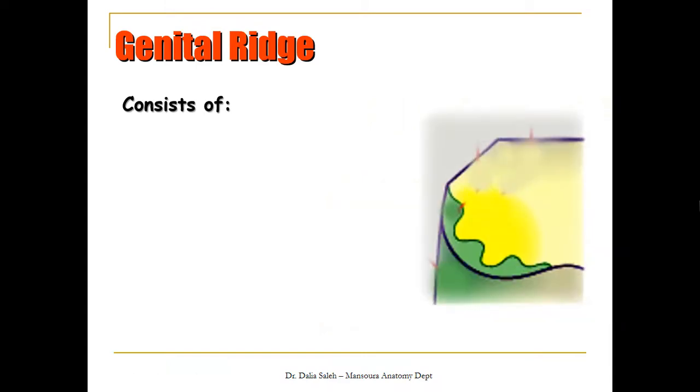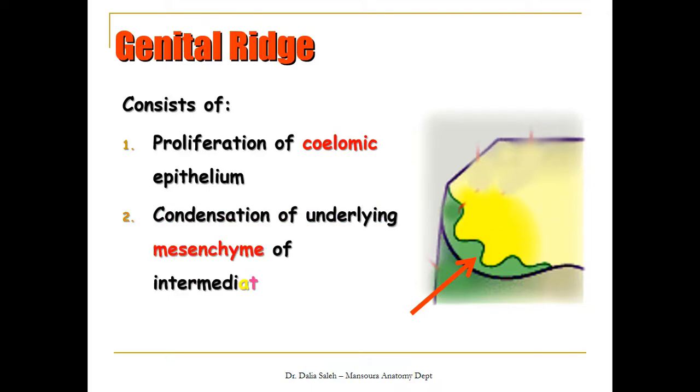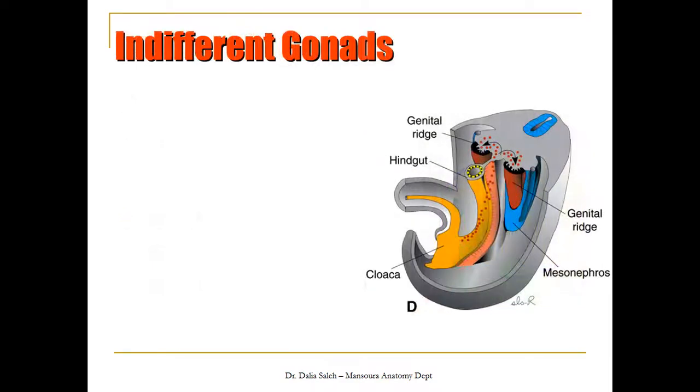The genital ridge consists of the following: proliferation of the coelomic epithelium. The epithelium that lines the coelomic cavity becomes thickened, and also the mesenchymal cells of the intermediate mesoderm will condense underneath this coelomic epithelial proliferation. What happens to this genital ridge to transform into indifferent gonads is the arrival of something called primordial germ cells. Where are these cells?